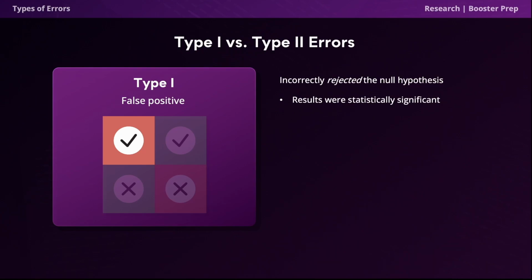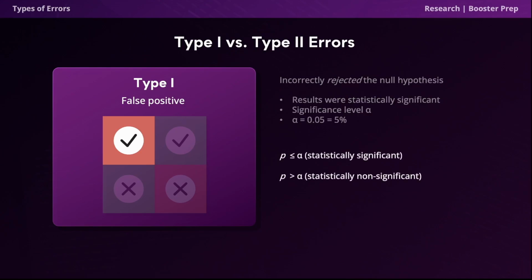The risk of committing a type 1 error is based on the significance level alpha that you choose. Alpha is a value that you set at the beginning of your study to determine the statistical probability of obtaining your results. The significance level is usually set at 0.05 or 5%. This means that your results only have a 5% chance of occurring or less if the null hypothesis is actually true. Now, if the p-value of your test is lower than or equal to the significance level, it means that your results are statistically significant and consistent with the alternative hypothesis.